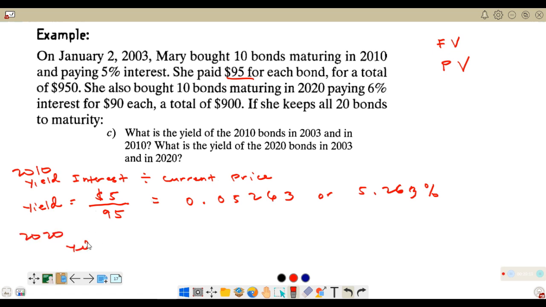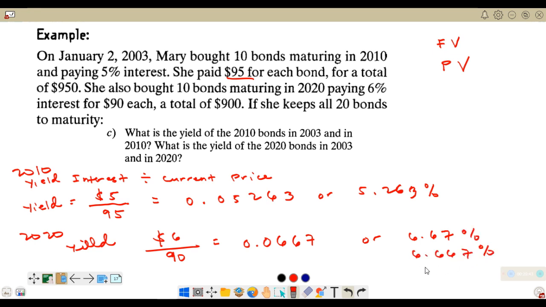What is its yield? For the 2020 yield, again, we have interest divided by current price. We already computed the interest to be $6, divided by its current price, which is $90. We have 6 divided by 90. That is about 0.0667 or 6.67%. Or if you like, 6.667, that's also fine, since the 6s just keep repeating, 6666666.